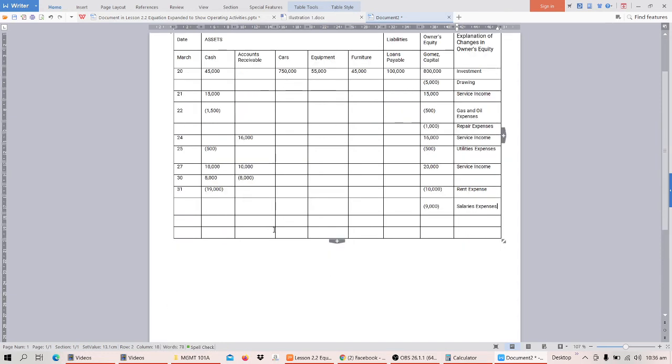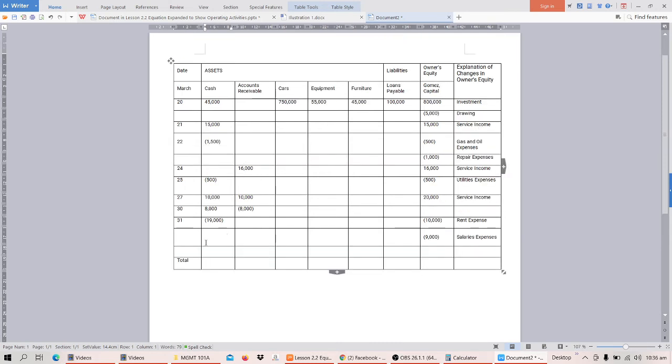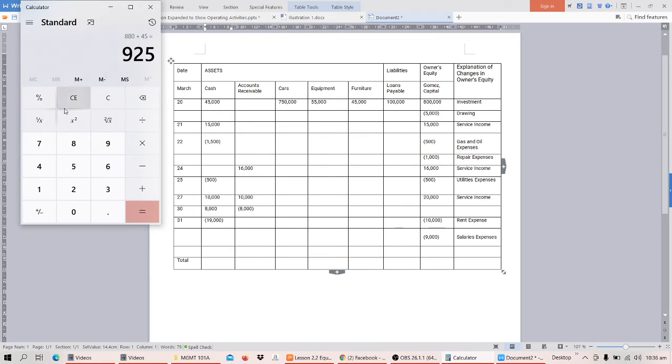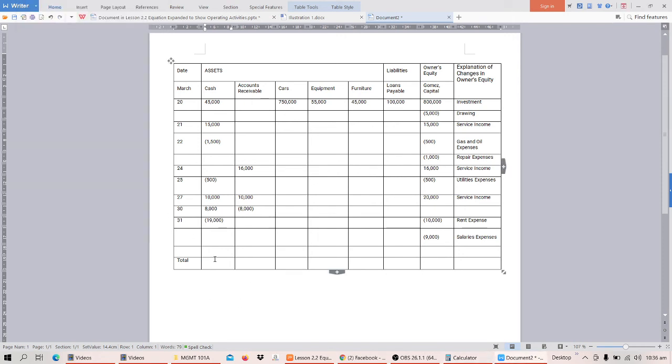Okay. So now let's make the total. So the total of your cash will be, okay, 45,000 plus 15,000 minus 1,500 minus 500 plus 10,000 plus 8,000 and minus 19,000. So your total cash will be 57,000.